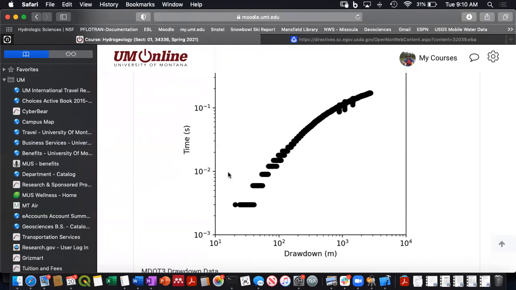Oh yeah, good question. Yeah, that's basically what it would be. You could use it either before you pumped or after. It's probably the actual total drawdown here is not 10 to the third meters. So something's wrong there.